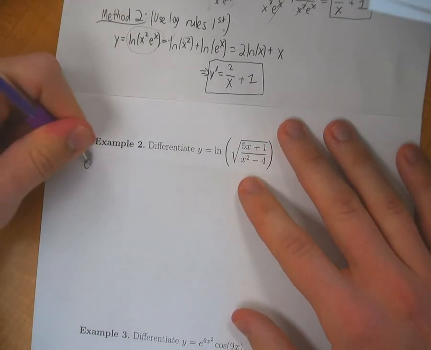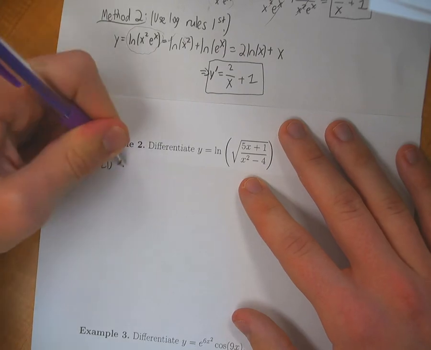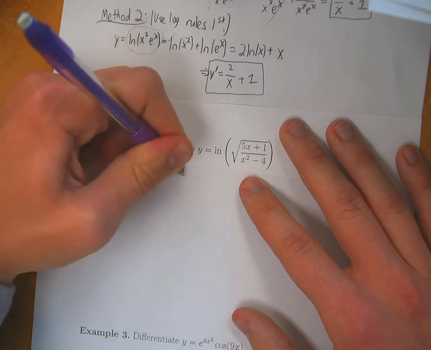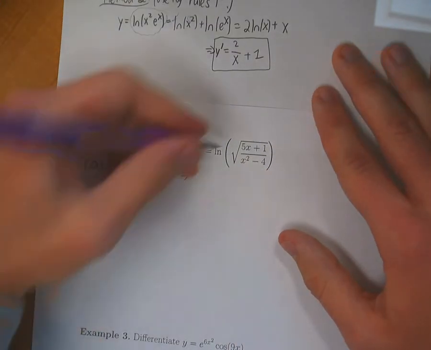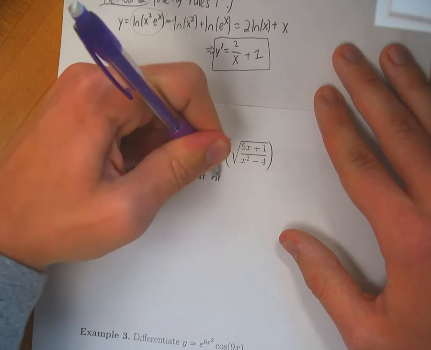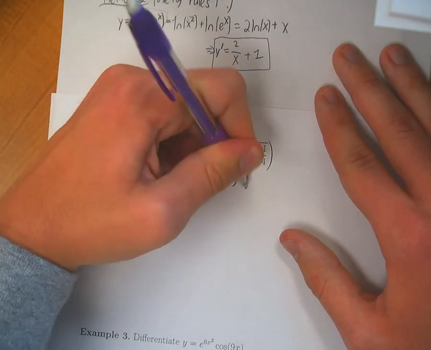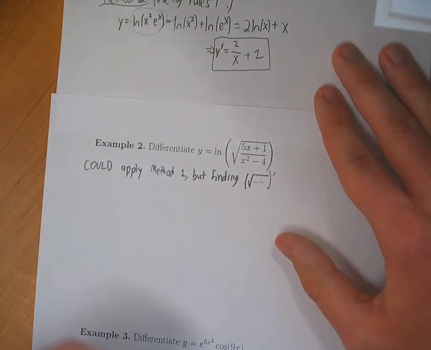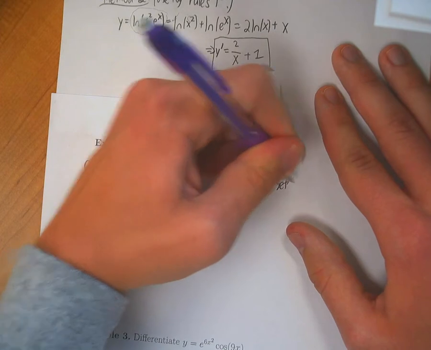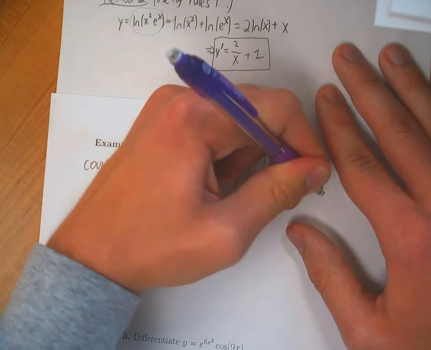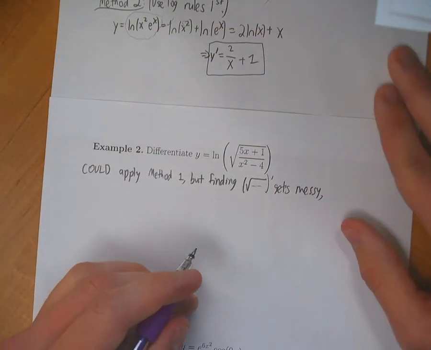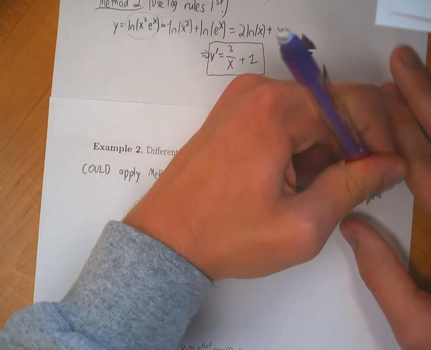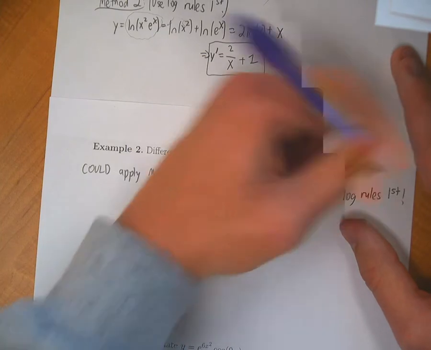So we could apply method 1, could being the operative word. But finding the derivative of the square root of that, I don't want to do that, and I'm pretty sure you don't either. It gets messy, or at least in this context there's a more optimal option. So log rules first.